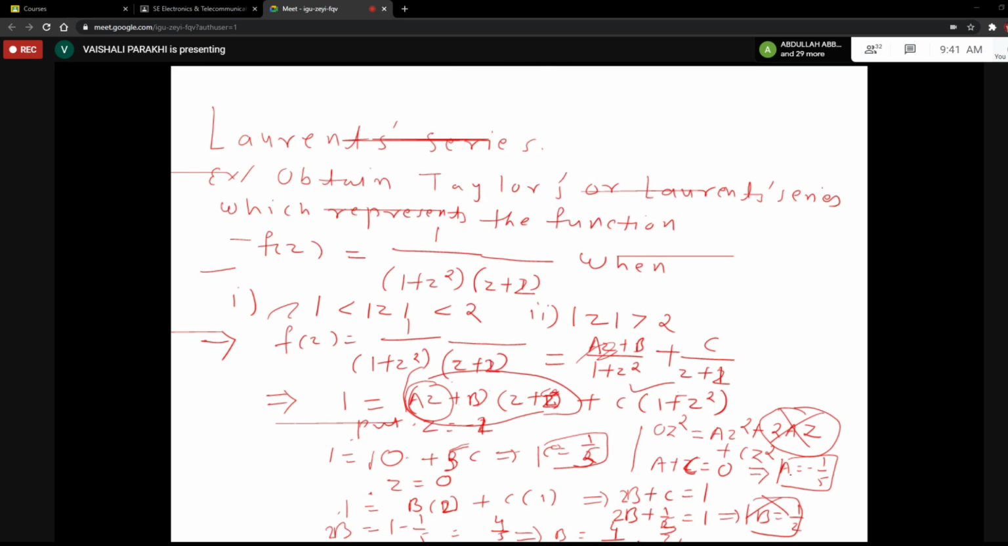So have you all understood how to get values of A, B, C? It is just the partial fractions which you use for Laplace transform also. When you find the Laplace inverse transform, you get this. You have to use the partial fraction method. Correct, no?